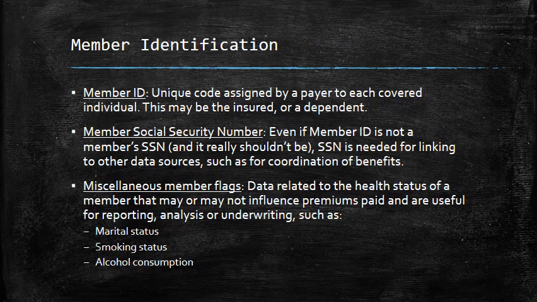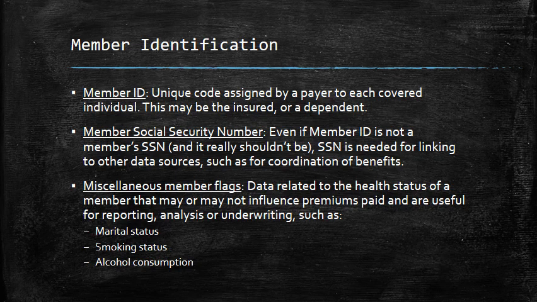In addition to identifying the contract holder, the membership file will include identification information about the member. This, once again, is a unique code assigned by the payer to each covered individual. This might be the insured or it might be a dependent.